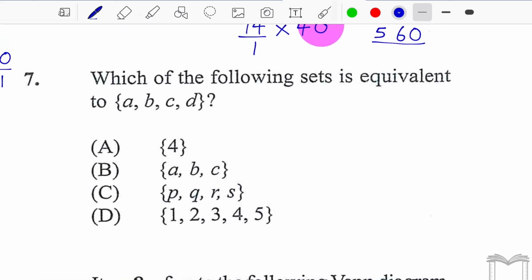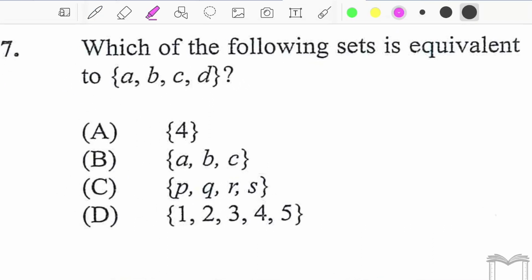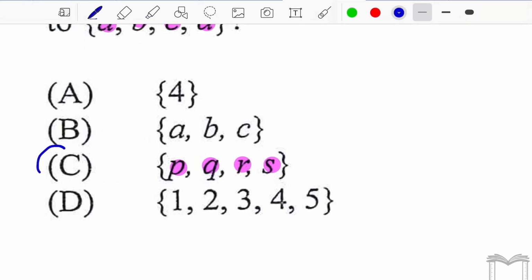Number 7. Which of the following sets is equivalent? When we think about equivalent sets, we are thinking about the same amount of members. So C has the same amount. We can see that this set here has 1, 2, 3, 4 elements or 4 members, and C has 1, 2, 3, 4 members as well. So C is your answer.